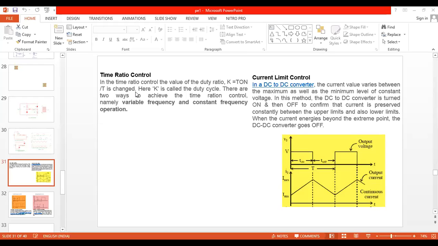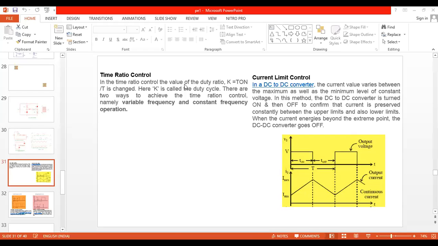So using the choppers, we control the speed of the motor. The very first point is, if I'm using the converters, by changing the firing angle, we control the speed of the motor. If I'm using the chopper, by changing the duty cycle or duty ratio, we can control the speed of the motor. So first, what is this time ratio control?